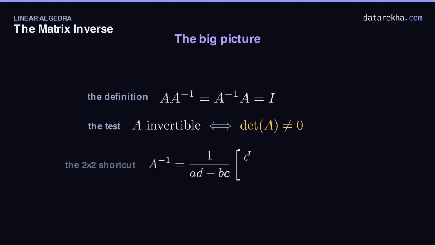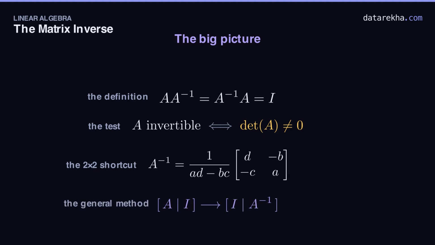For a 2 by 2, swap the diagonal, negate the off-diagonal, and divide by the determinant, never forgetting that division. And for any size, augment with the identity and reduce until the left becomes I. The right hands you the inverse. Master these 4 lines, and the matrix inverse will never trip you up again.